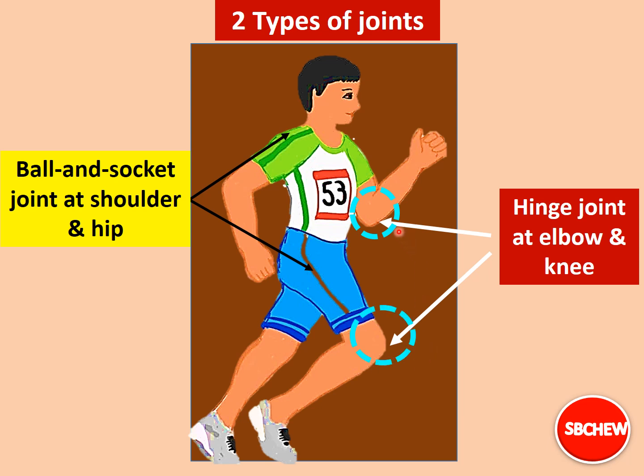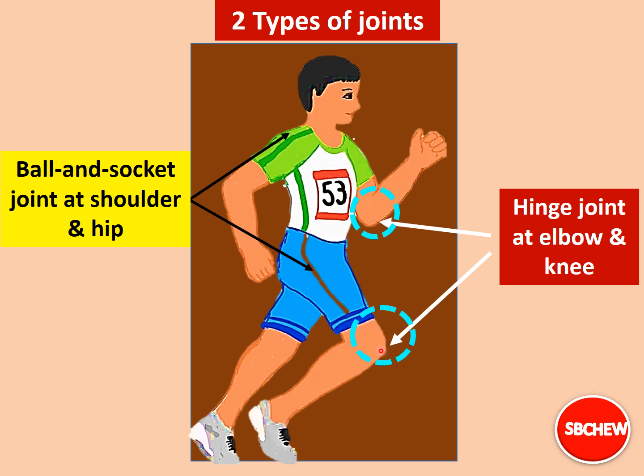The second thing we need to know is what are the bones at each joint. Now, for the hinge joint at the elbow, think about the bones. The bone in the upper arm here is called the humerus, right? And these two bones for the lower arm are the radius at the top and ulna at the bottom. Okay, so humerus, radius, ulna.